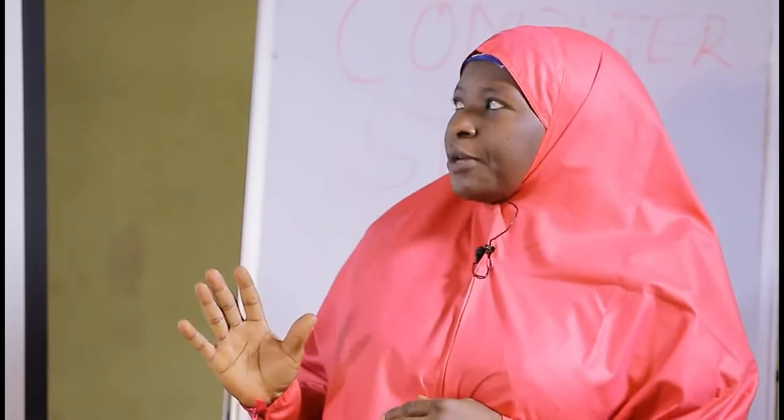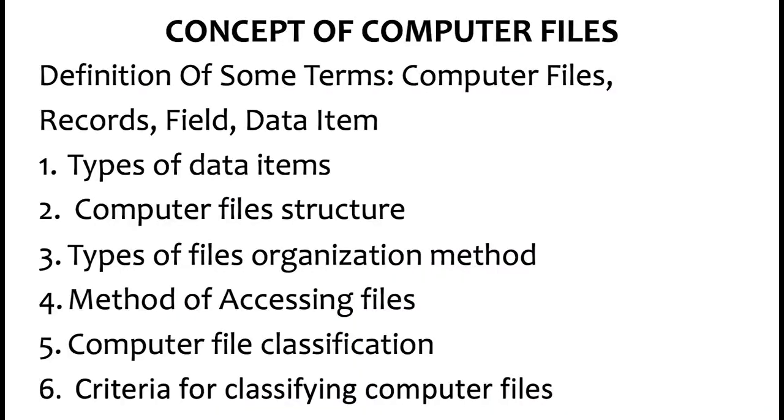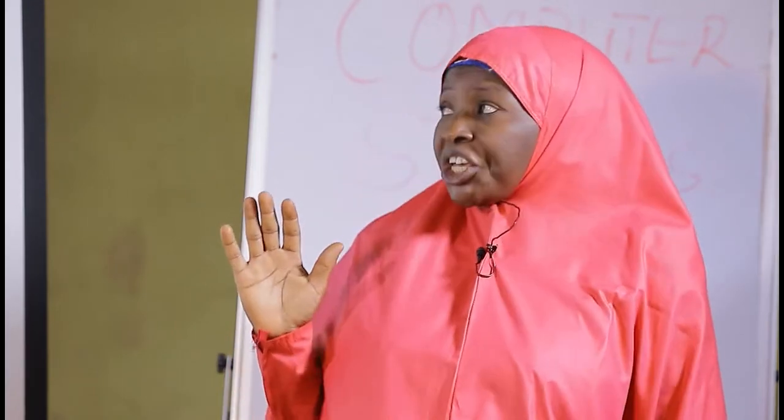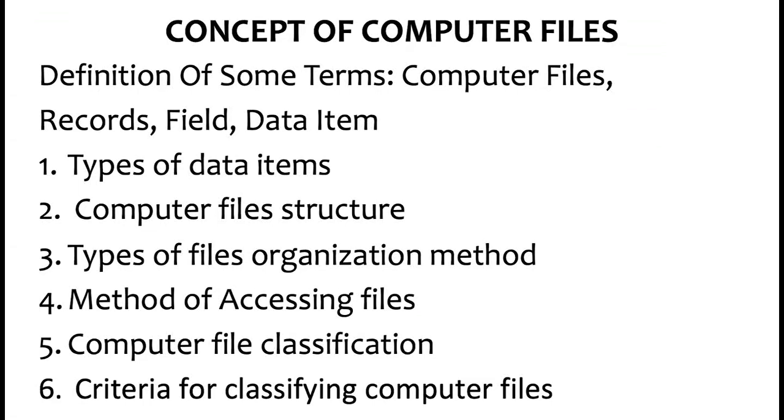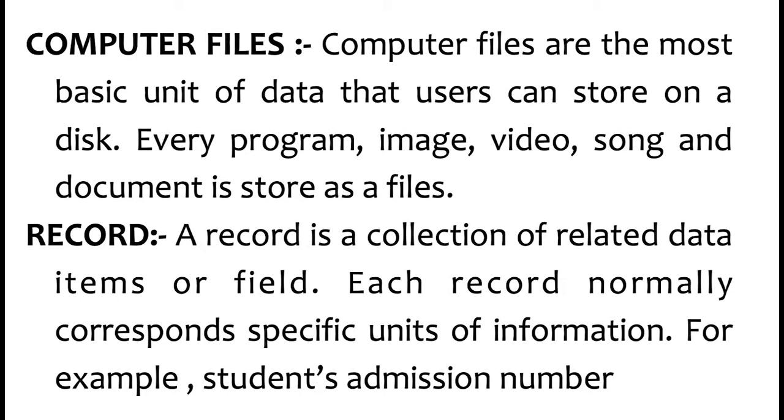Now, we have the concepts of the computer files. Starting with the definition of some terms, like the computer files, we have the records, we have the field, and we have data item. These are some of the terminologies that we check in the concept of computer files. We have types of data items. We have computer file structure. We have types of file organization method, method of accessing files, computer file classification, and the criteria for classifying files. The definition of computer files.